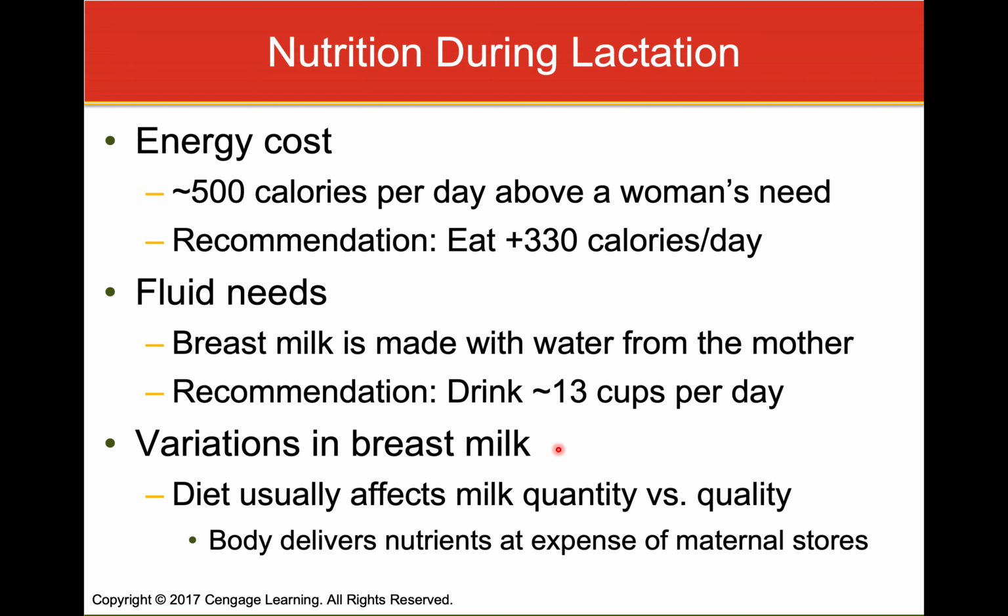Variations in breast milk, the composition of it, is usually small variations. So our diet usually affects our milk quantity instead of the quality of it. And the reason for this is because the body is going to deliver nutrients at the expense of maternal stores. So the body is going to draw whatever it can from the mother to give to the infant. So for instance, even if the mother's diet is insufficient or inadequate in calcium, it's going to pull on the mother's calcium stores in order to deliver it to the infant, since the baby is born.